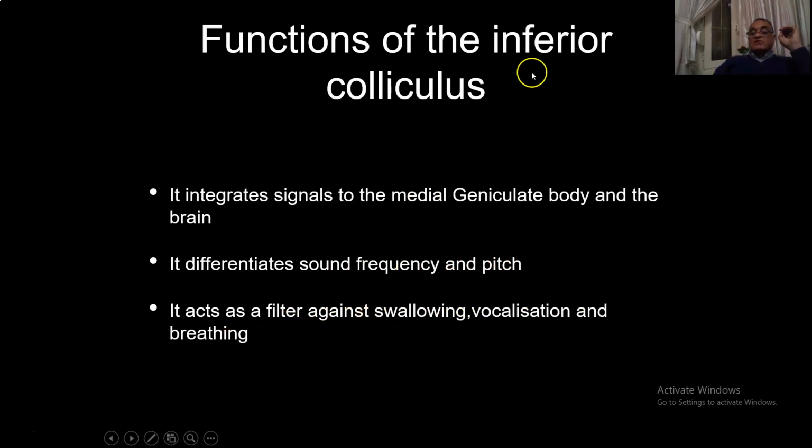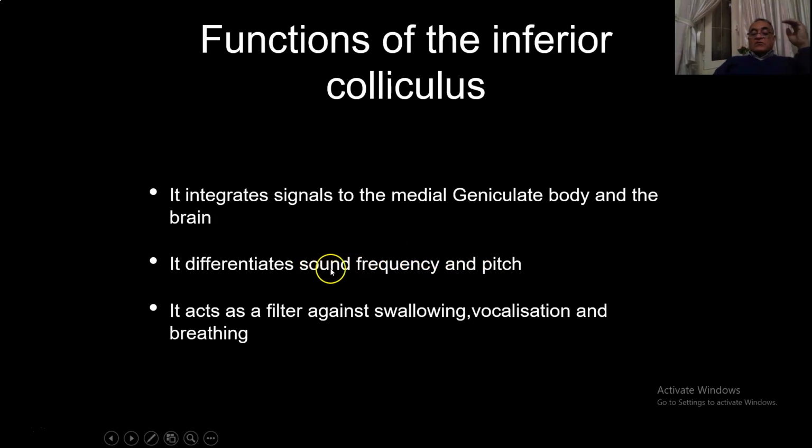So what happens if you damage the inferior colliculus? You will lose this filter. And in this case, you get a central hearing loss. What is central hearing loss? If you stay in a calm room, you can hear somebody talking. But if you have a noisy background, you will not hear.